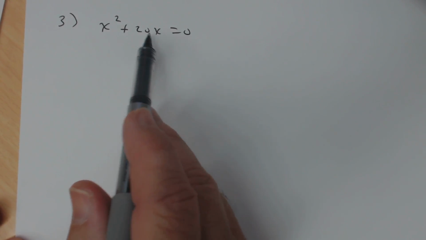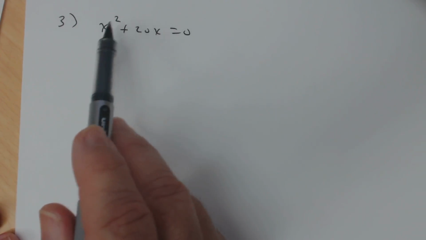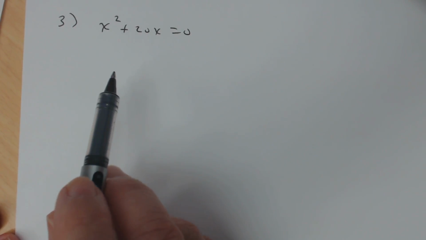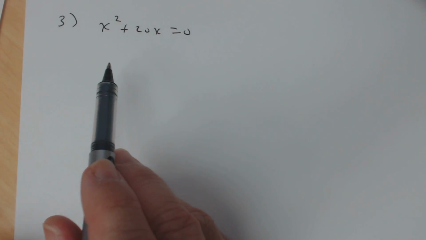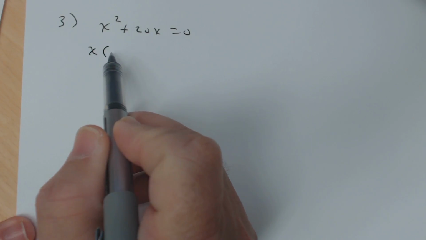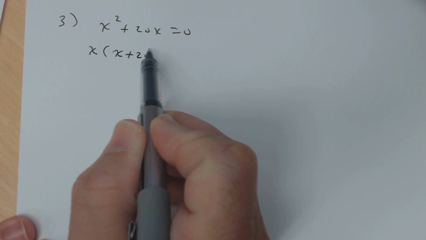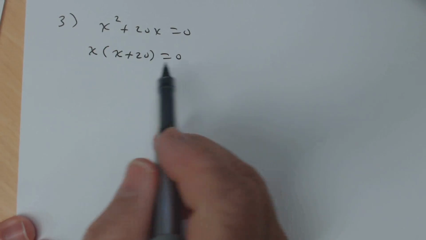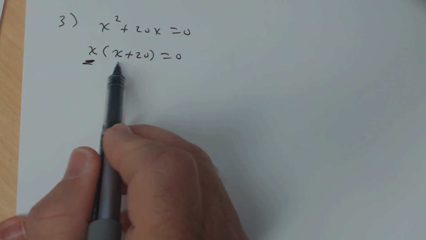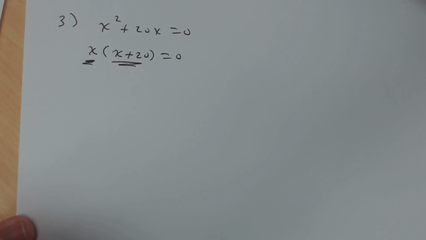And over here, though, they're not listed as factors, listed as a polynomial. So you're going to factor the left-hand side. All right, so when I factor the left-hand side, I can factor out an x, and so I get x times x plus 20 equals 0. And now notice it is in factored form. So now I have 2 factors whose product is 0.